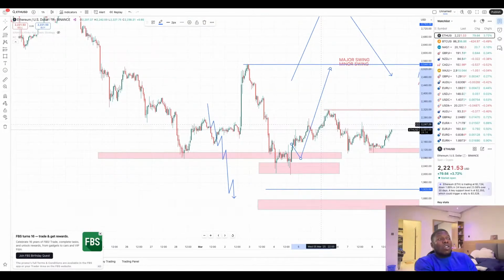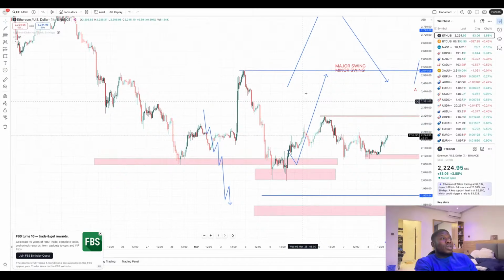But to be on a safer side, always wait for a minor support to hold, either before bouncing at this support or after bouncing at it, and a major support to also reclaim and retest, for you to enter the market. So if there is any question, you should ask. I would probably talk about it before I go to risk management. If there is any confusion, any question, you drop it before I move on to the next section.